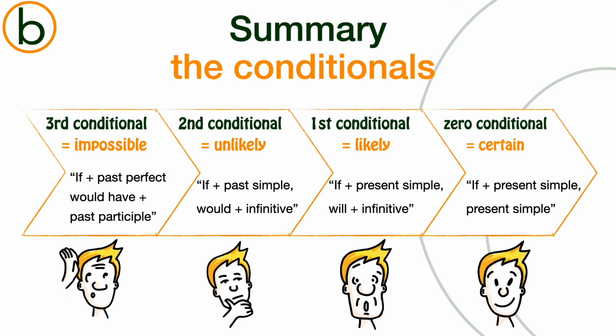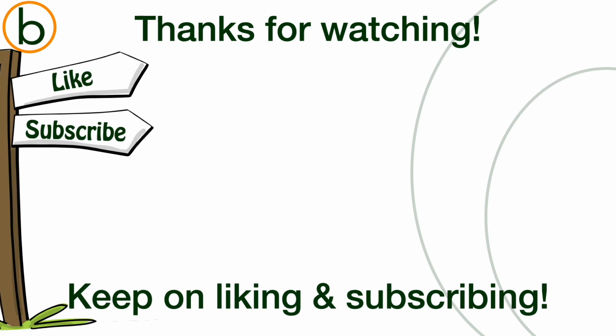The third conditional describes something that's already in the past and is therefore impossible to change. The if clause uses a past perfect, and the second part uses would have and a past participle. That is, in short, everything you need to know about the conditionals.